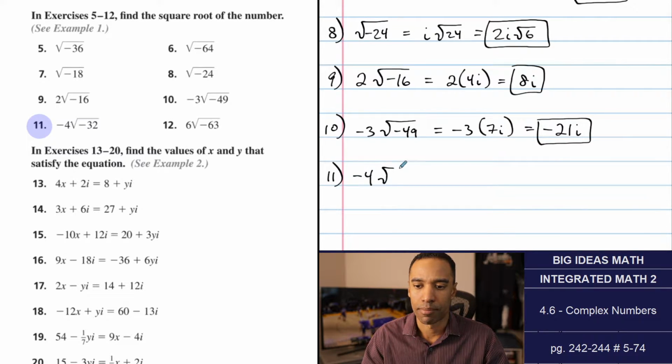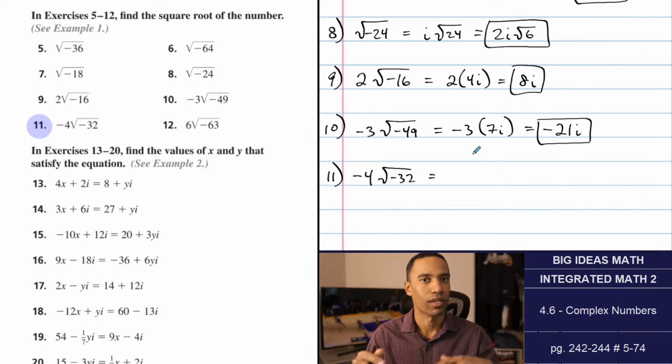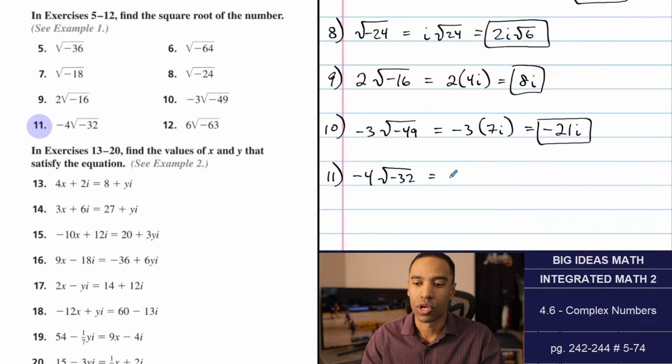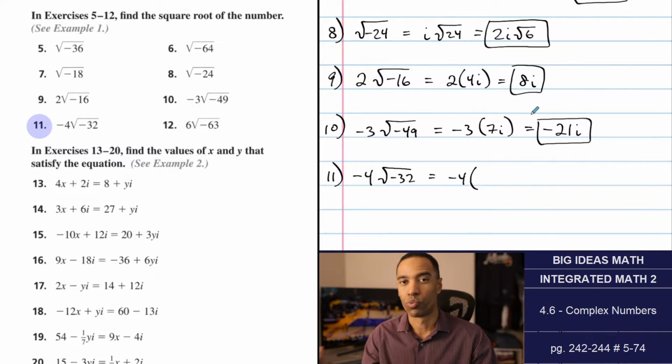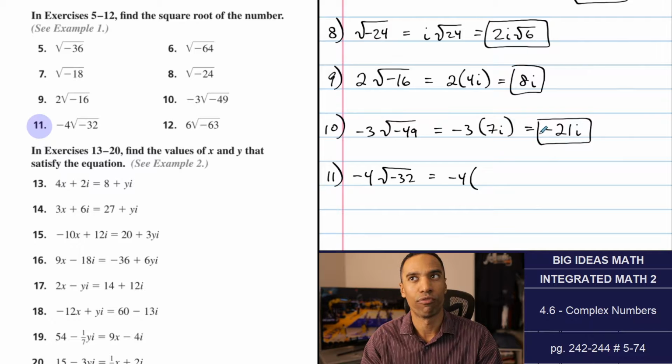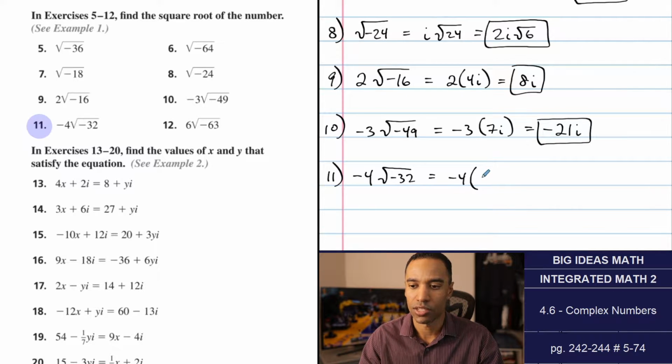Negative 4 times square root of negative 32. But on these two, we're going to simplify this other radical. So this is going to be negative 4 times, well, 32 is root 16 times root 2. So 4 root 2. Or in this case, 4i root 2. Negative 4 multiplies with this 4, being real components to numbers there. Negative 4 times 4 is negative 16. So this will be negative 16i root 2.